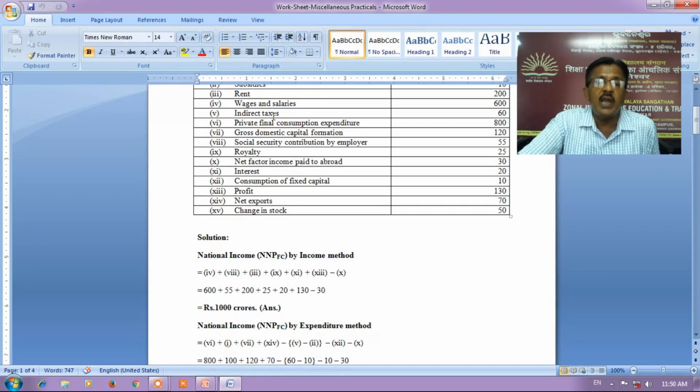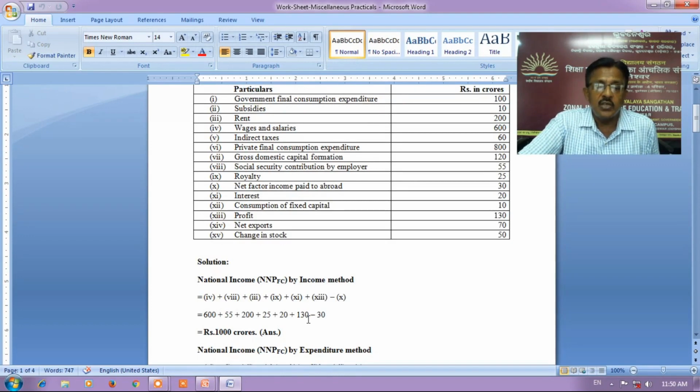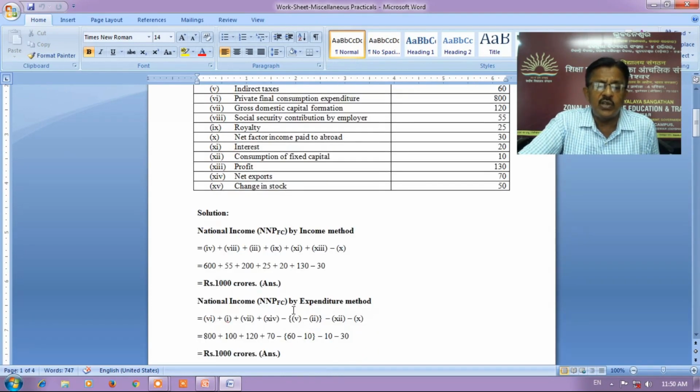Minus item number 5 minus 2. What is 5? Now, indirect tax, minus item number 2, subsidies. So that is net indirect tax to be deducted, because we want this concept at factor cost. So item number 5, that is indirect tax minus subsidies, item number 2. Minus item number 12. 12 is what? You see, consumption of fixed capital.